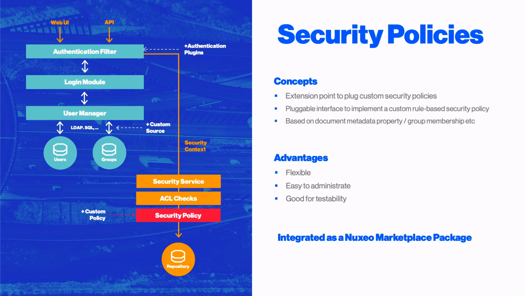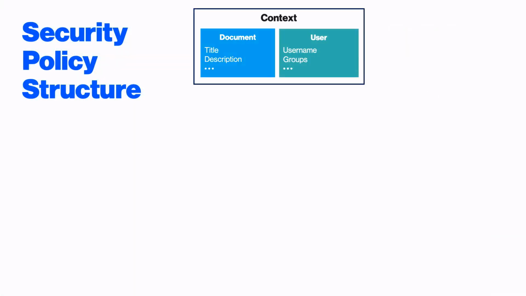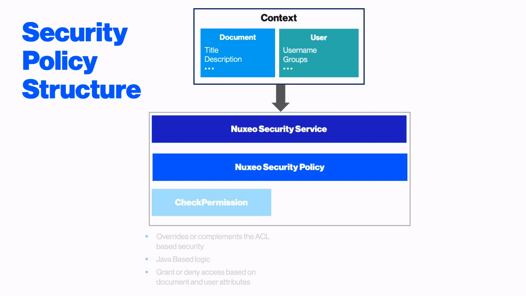A security policy is an atomic permission check called check permission. It overrides or complements the ACL-based security. It is a Java-based logic to grant or deny access based on document and user attributes.